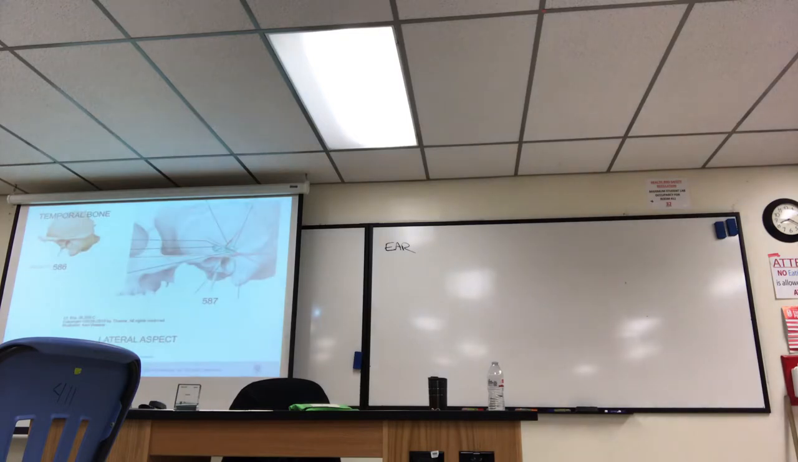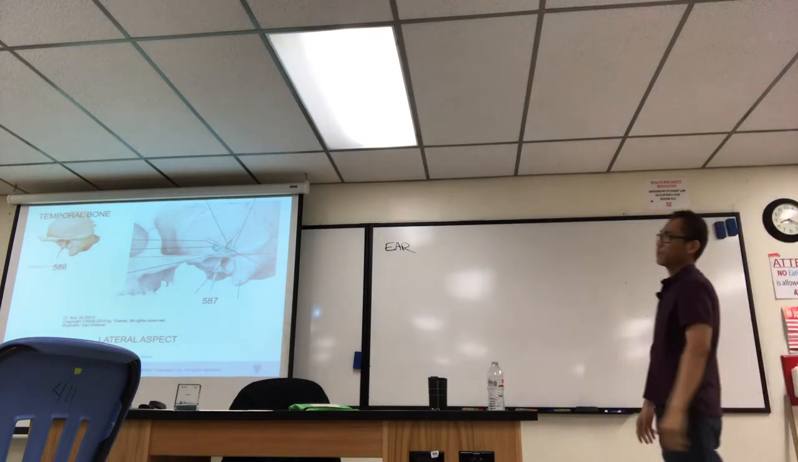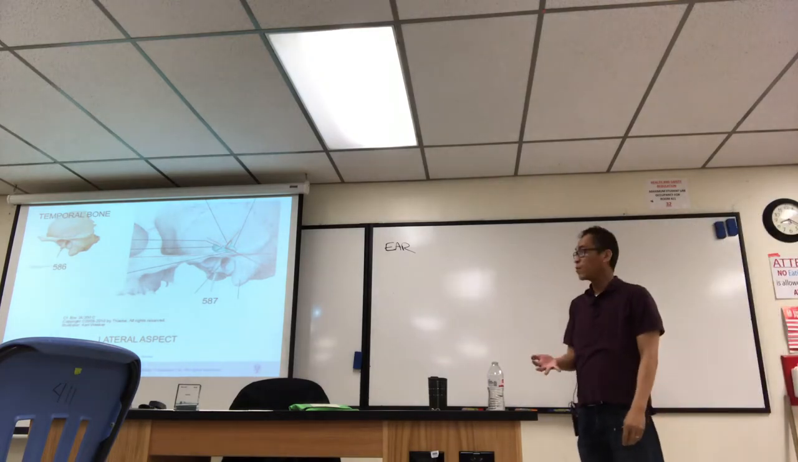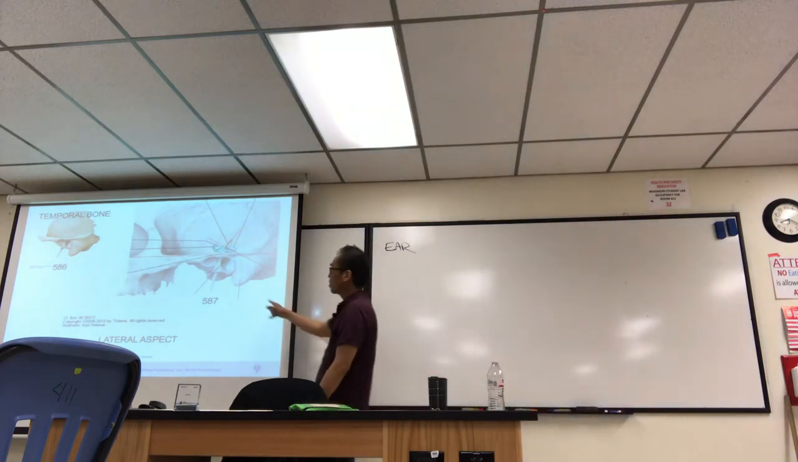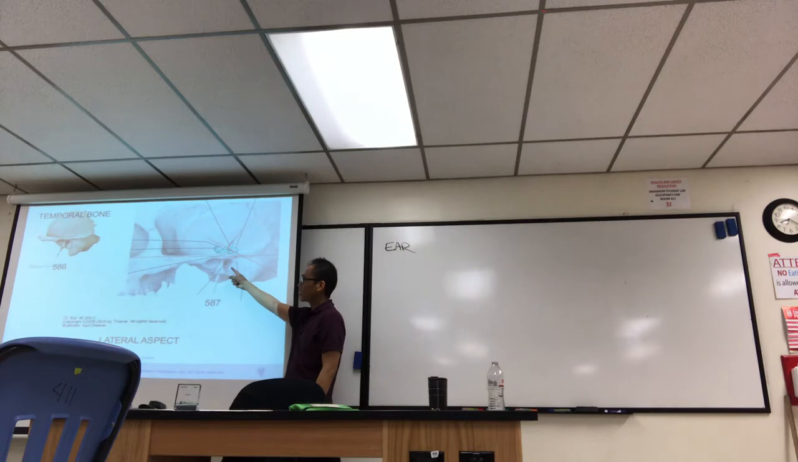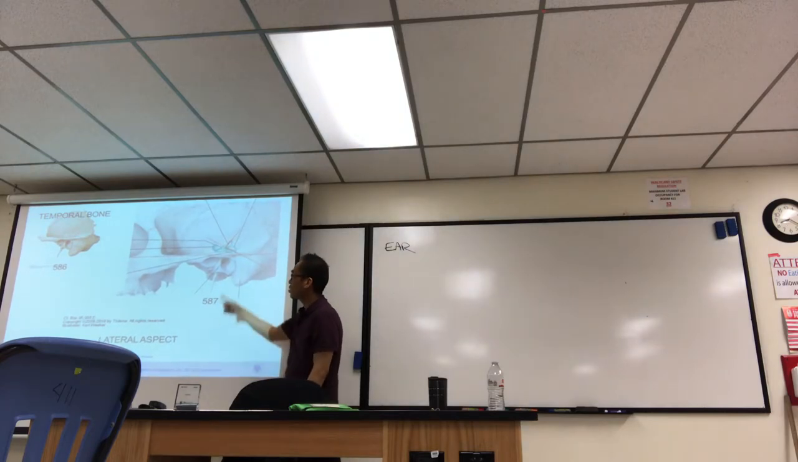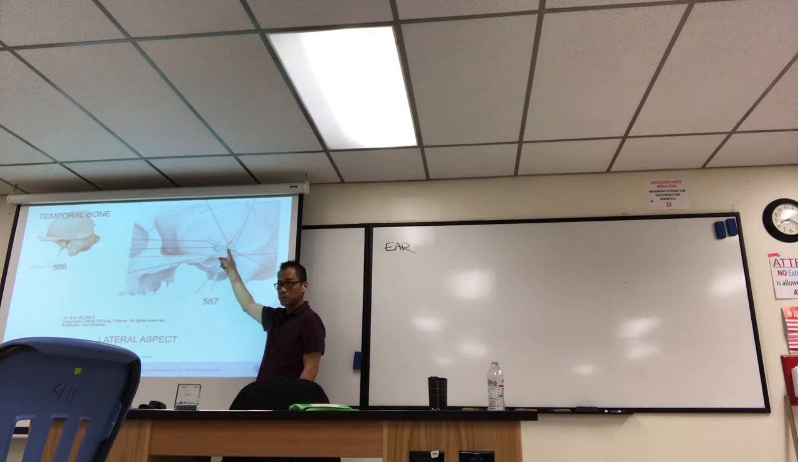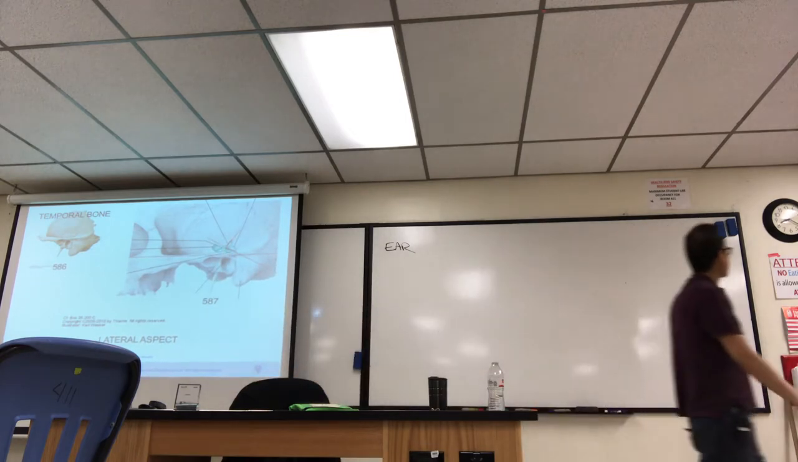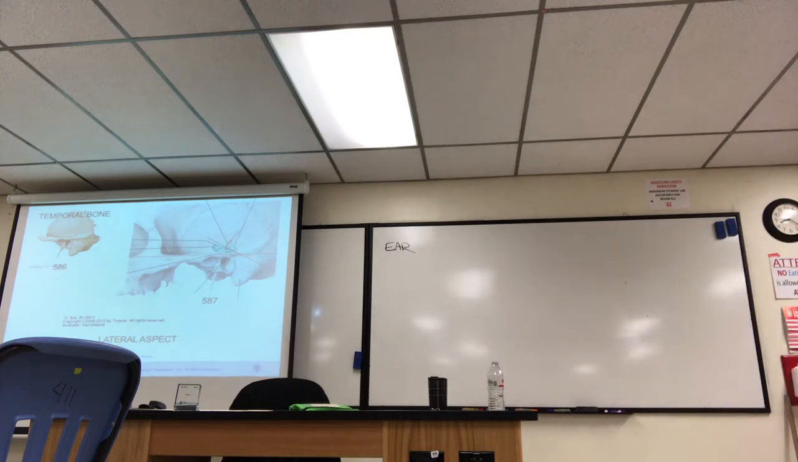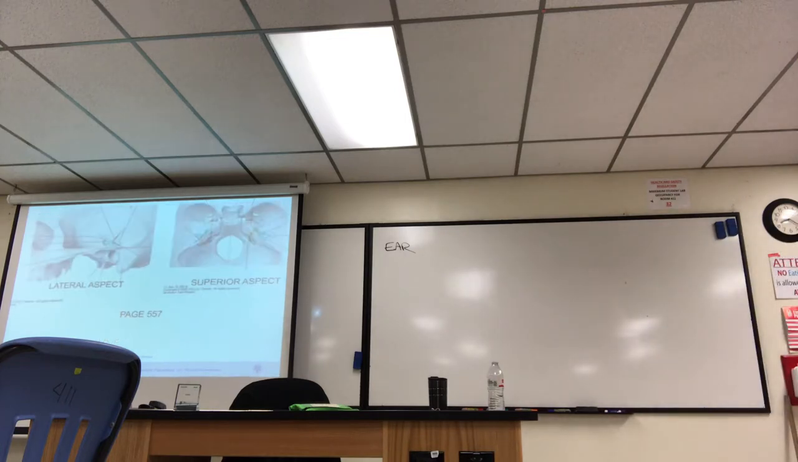I'm going to start by not showing you the ear, but a bone of the skull associated with the ear, the temporal bone. I don't know if you remember studying this yet. Identify the external acoustic meatus, that's your ear canal. The inner ear structure associated with the temporal bone is inside of there.